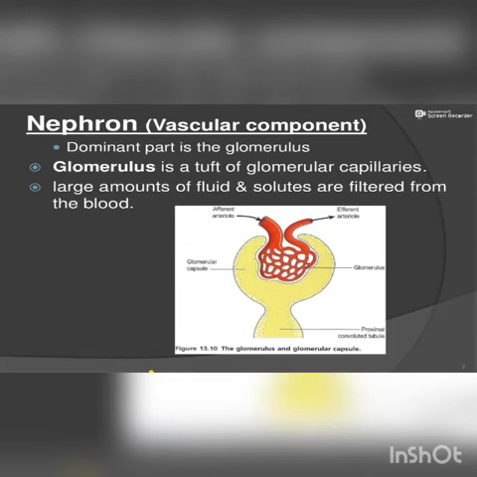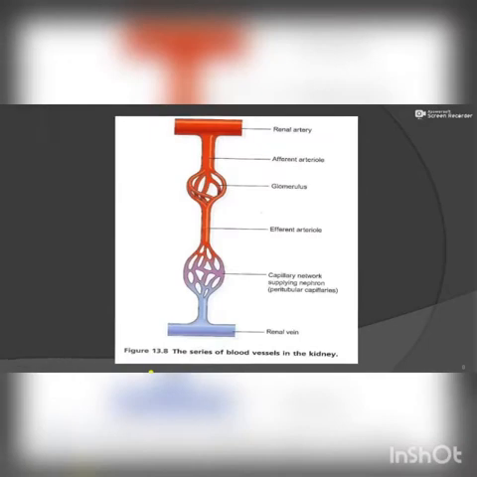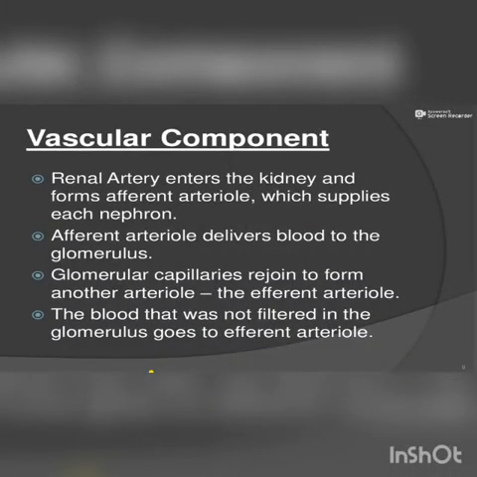Nephron, its vascular component. Dominant part is the glomerulus. Glomerulus is a tuft of glomerular capillaries. Large amount of fluid and solutes are filtered from the blood. The series of blood vessels in the kidney are renal artery, afferent arteriole, glomerulus, efferent arteriole, capillary network supplying nephron, and renal vein.